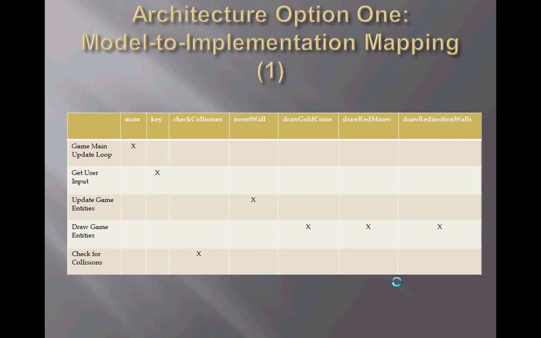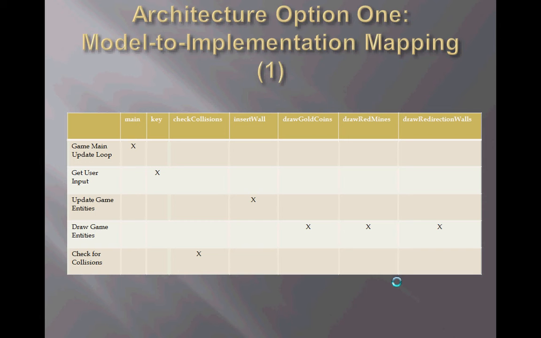The five subroutine components, game main update loop, get user input, draw game entities, and check for collisions, are included in the model to implementation diagram. The subroutine architecture was implemented as part of the prototyping implementation phase of this project. Therefore, a specific mapping from these subroutine components to exact C functions is available and displayed in this table.